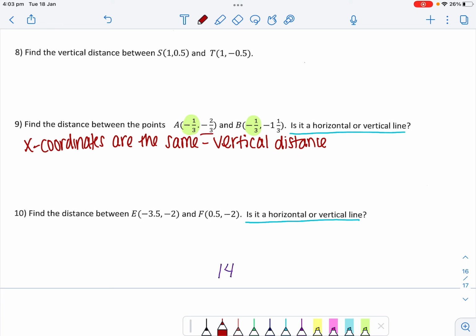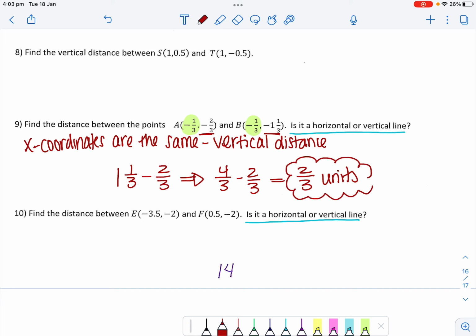That means I'm going to look at my y values. I'm going to say, okay, are they the same sign or the opposite sign? They are the same sign. So I'm going to do 1 1/3 minus 2/3, which is 4/3 minus 2/3, which is the same as 2/3 units. Okay, this one would not have been convenient to put on a graph unless I want to count thirds of units, which is completely up to you. You could do it on a graph, but you can also do it by adding or subtracting the values as needed.